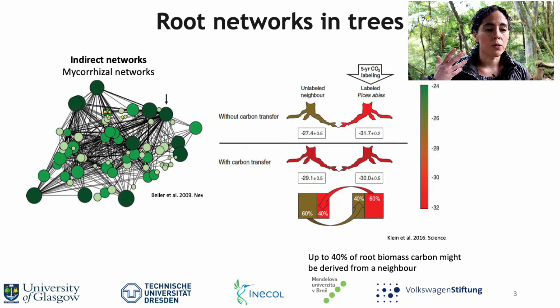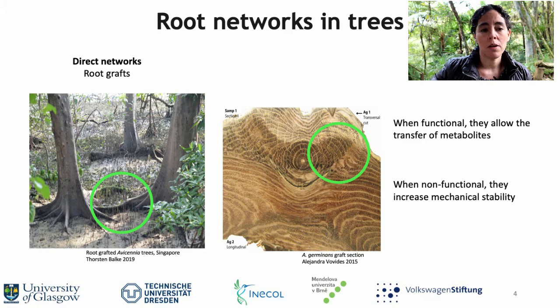Now, mycorrhizal networks represent indirect root networks, but trees can also form direct root networks, for example, through clonal growth or the formation of root grafts. Natural root grafts occur when 2 roots meet each other and join their tissues. If they have a functional fusion of the cambium, they can exchange resources, and they are of course known as functional root grafts. But this doesn't happen every time.